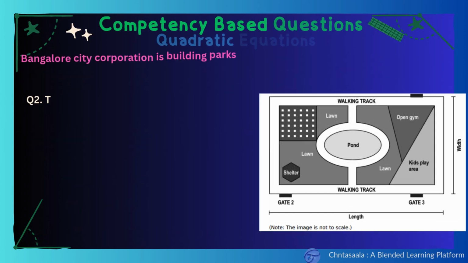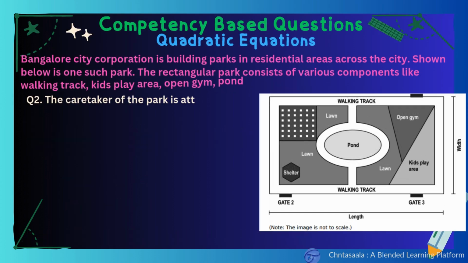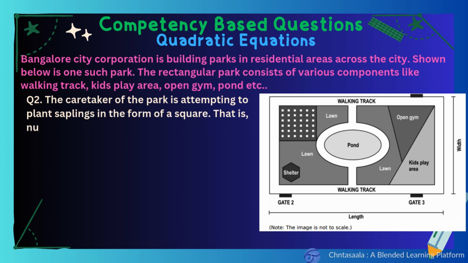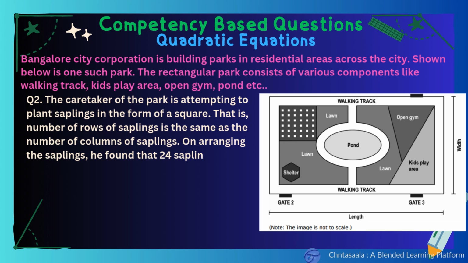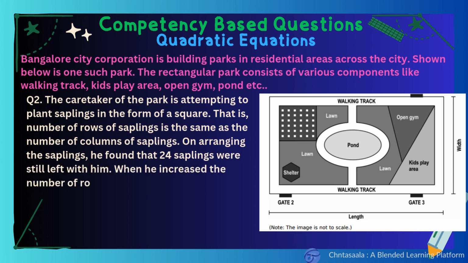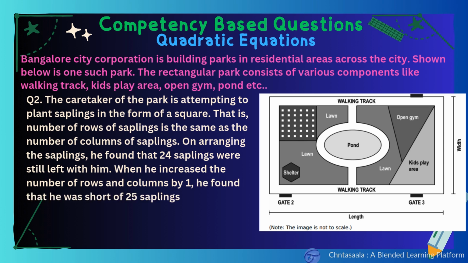The second question based on this scenario is: the caretaker of the park is attempting to plant saplings in the form of a square. That is, the number of rows of saplings is the same as the number of columns of saplings. On arranging the saplings, he found that 24 saplings were still left with him. When he increased the number of rows and columns by 1, he found that he was short of 25 saplings. Find the number of saplings available with him.